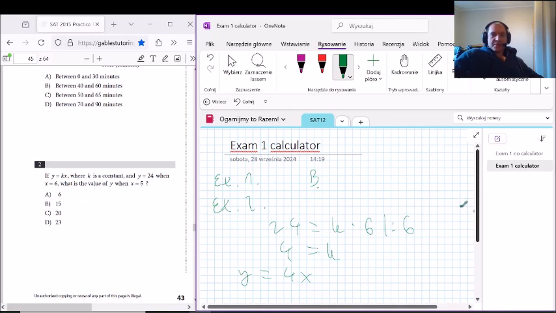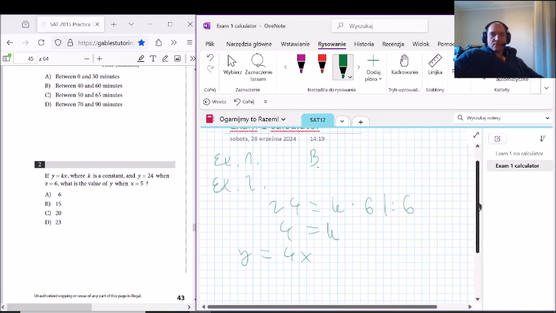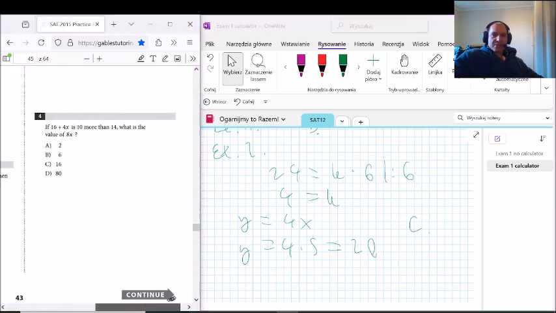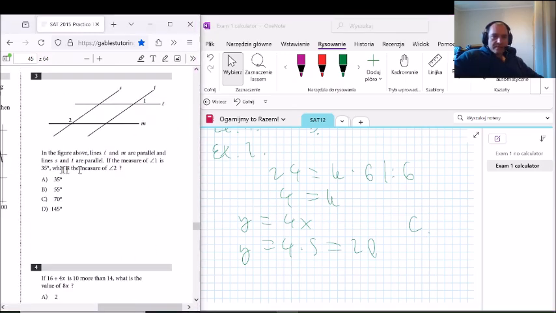So now what is the value of y when x equals 5? Well, let's just substitute 5 for x, and we get y equals 4 times 5, which is 20. So that's answer C in question 2. Okay, and exercise 3. What we have here. In the figure above, lines L and M are parallel, and lines S and T are parallel. If the measure of angle 1 is 35 degrees, what is the measure of angle 2?